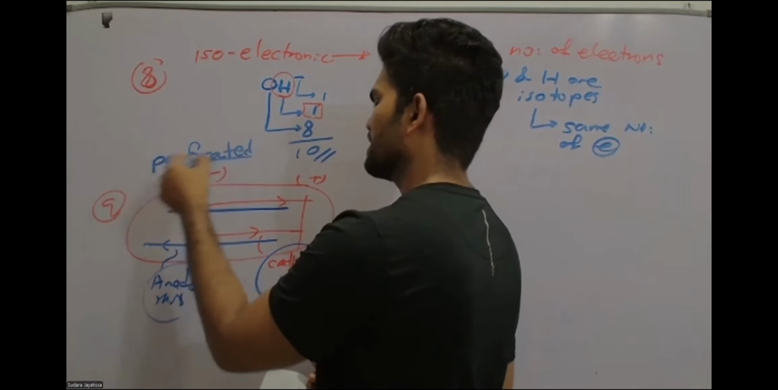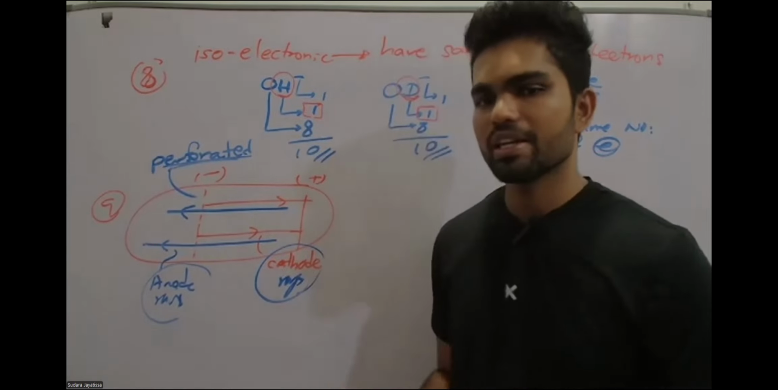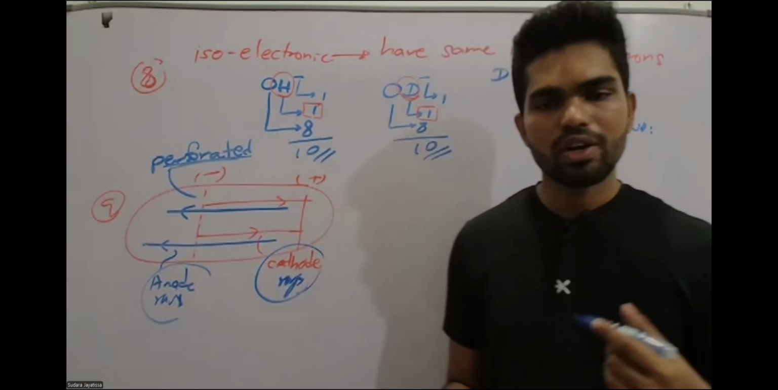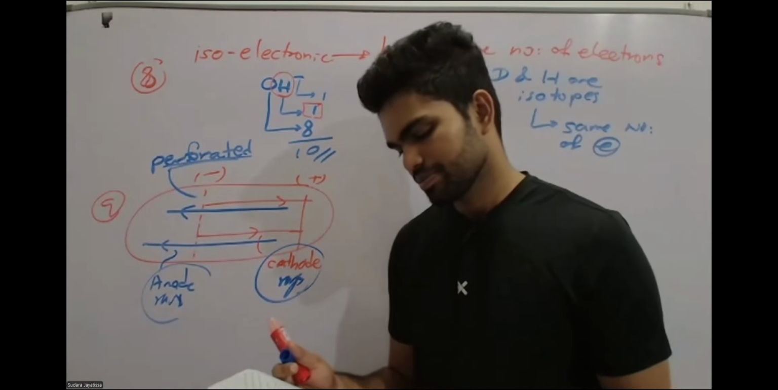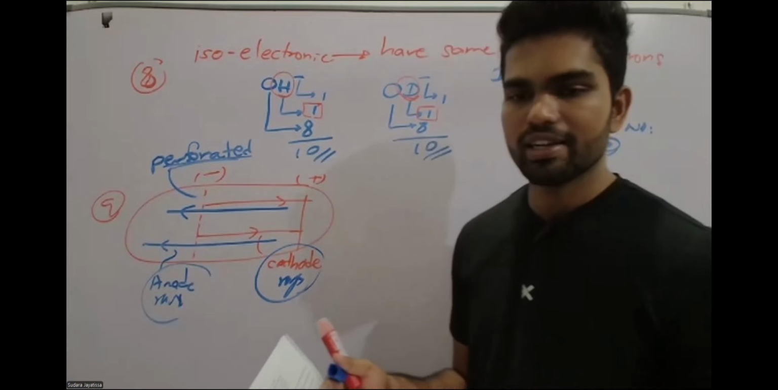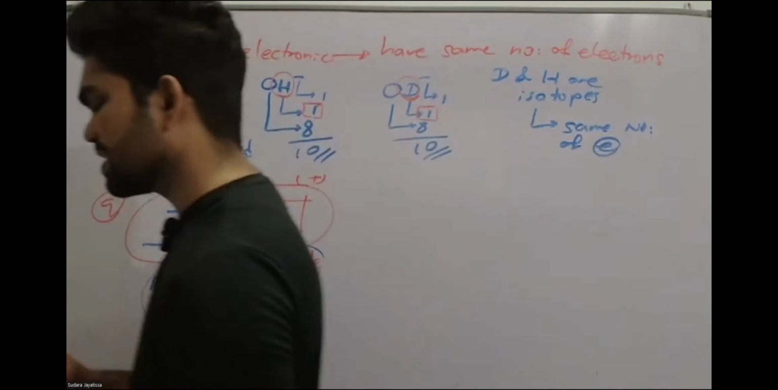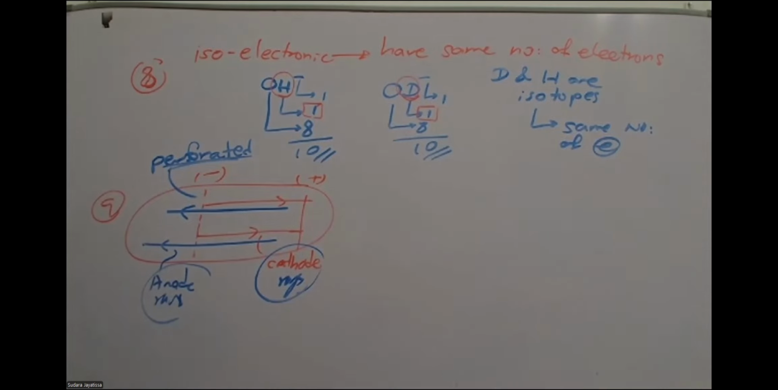Write that too in your review. If the cathode is not perforated, you can only observe cathode rays. If the cathode is not perforated, write it down. You can only see cathode rays.